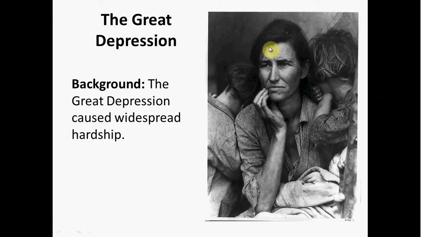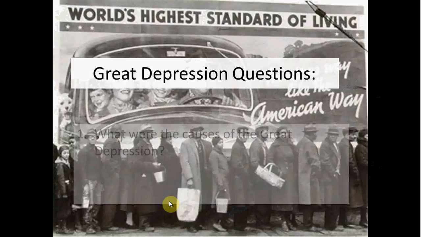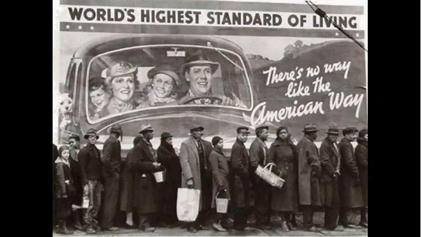Look, nobody ever notices. This is a sad woman, and she's holding a baby. That's what people don't realize. Anyway, Great Depression questions. What were the causes, and how did it affect people's lives? In other words, same questions from the stock market crash. Look at the irony of this. It's the world's highest standard of living, and there are people standing in a line, and I don't think it's for Shockwave or Verbolten. I think it's like a soup kitchen or something.